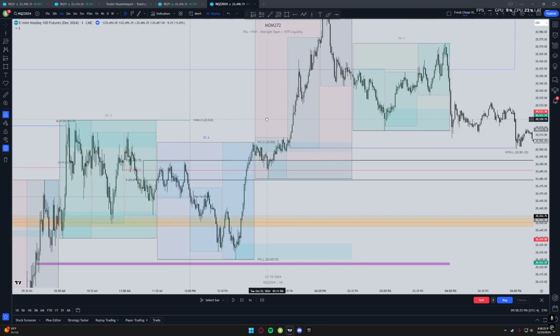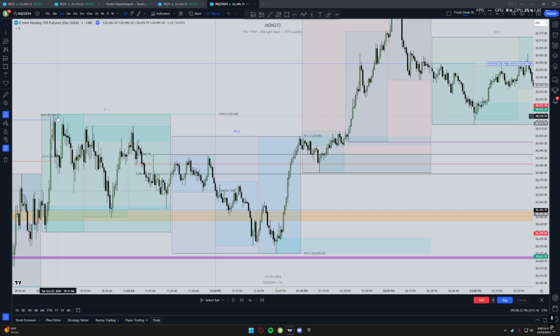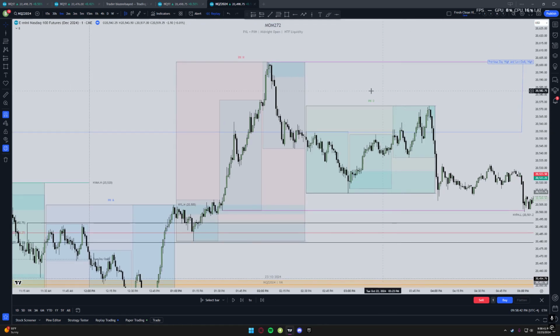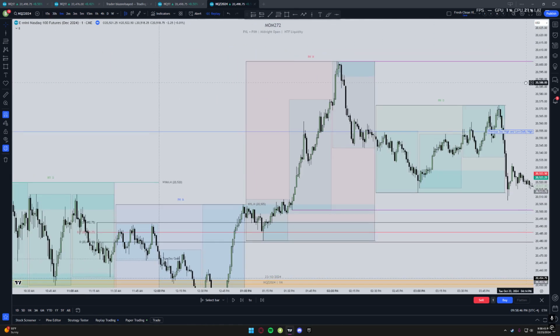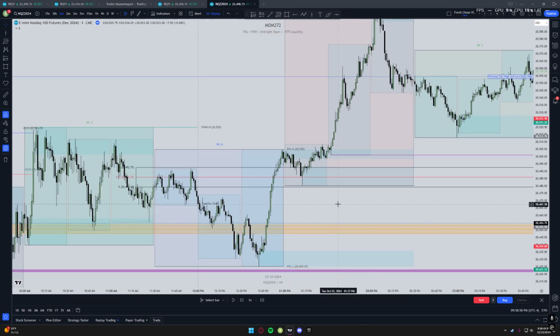We can see this is a unicorn setup right here. So we have the high from the AM session right here, right? We have a fair value gap right here, and we come back down into it, and we came up, and we took these highs. We didn't come up crazy because this is right before market close, which isn't really when you want to be taking a trade, I'll say that. But yeah, you can see it right here almost.